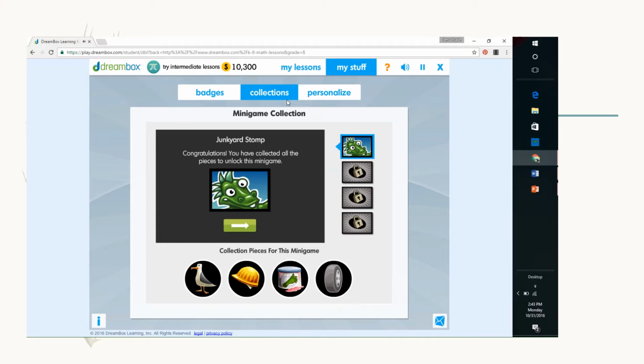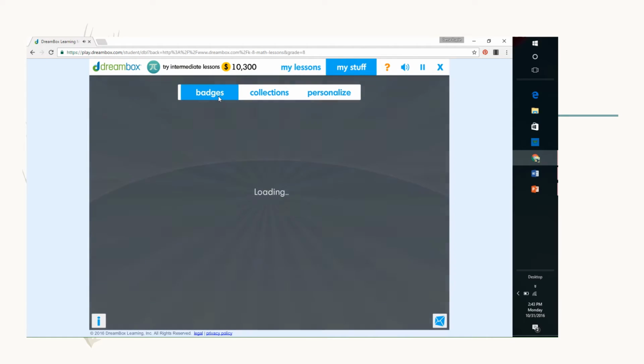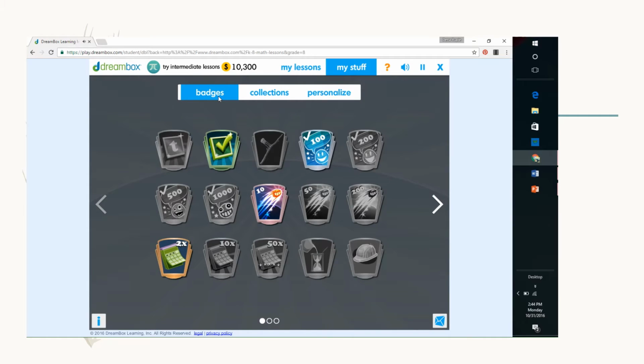Here's the mini game collection that they earn as they complete their lessons, and students really enjoy these little fun games. And also there's badges that they can earn as they complete their Dreambox. And here's the badges, and they can have a whole collection. So this is the fun part, the engaging, seems super gamey for students, and allows them to complete math while playing games.